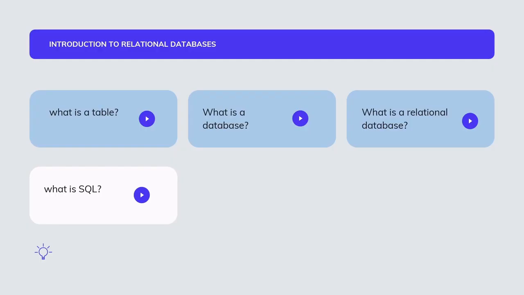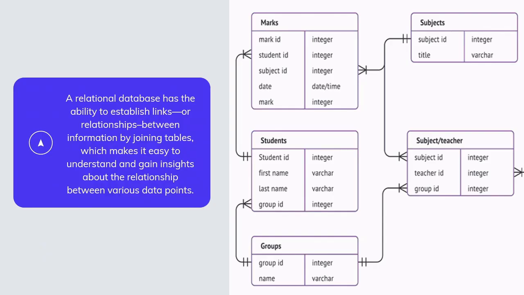Hope it's clear. Next, what is a relational database? A relational database has the ability to establish links or relationships between information by joining the tables, which makes it easy to understand and gain insights about the relationship between various data points.